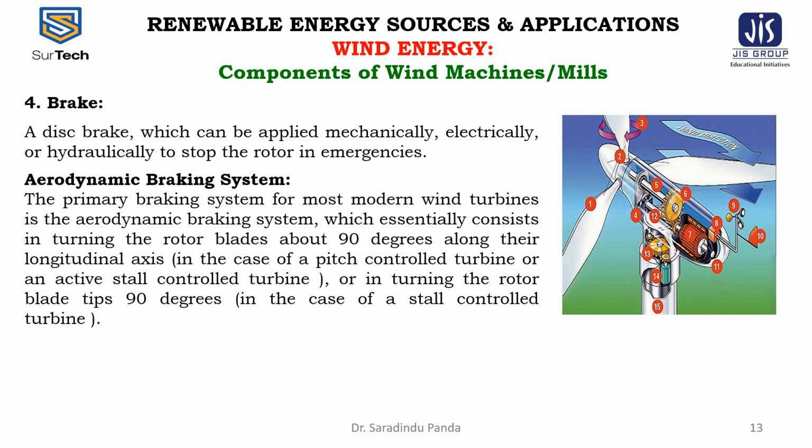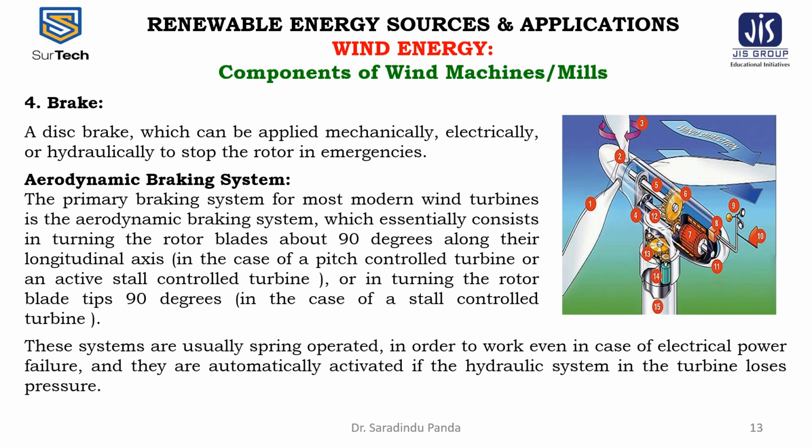The primary braking system for most modern wind turbines is the aerodynamic braking system, which essentially consists in turning the rotor blades about 90 degrees along their longitudinal axis, or in turning the rotor blade tips 90 degrees in the case of a stall control turbine. These systems are usually spring operated in order to work even in case of electrical power failure, and they are automatically activated if the hydraulic system in the turbine loses pressure.